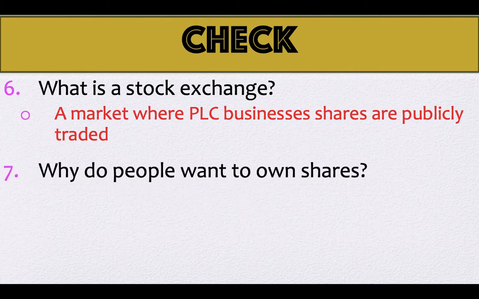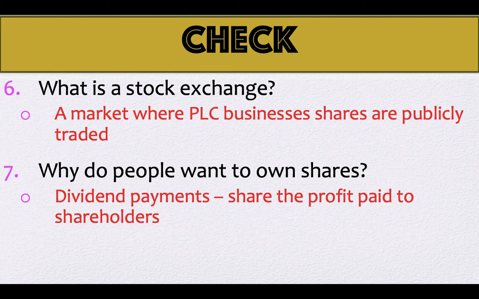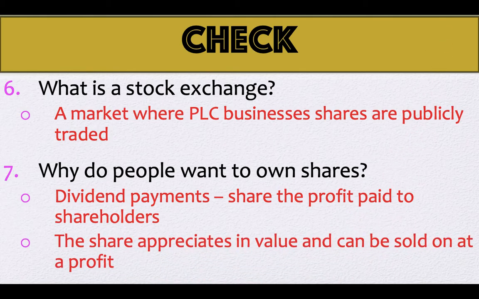Why would you want to own shares? 2 reasons. Because you could get a dividend payment, so you could receive payment for owning that share. A dividend is a share of the profit paid to shareholders. So if the business is making profits and they choose to pay dividends from that profit, then you would get a share of the profit, which is called a dividend. And the final reason, and probably the bigger reason, is that the share could appreciate in value, it could go up in value, so therefore it could be sold on at a profit. It could be sold on for more than you originally paid for it.